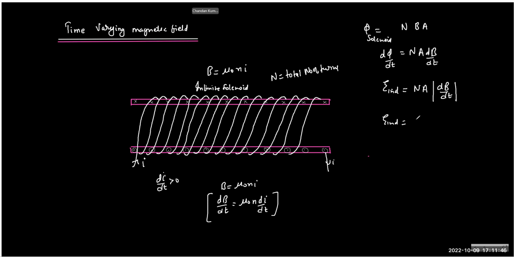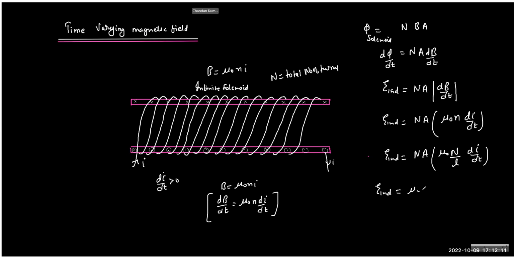You can clearly see that dB by dt can be replaced by mu naught N di by dt. So the E induced turns out to be mu naught N, which is taken as capital N by L, into di by dt. So this becomes mu naught N square A by L into di by dt.